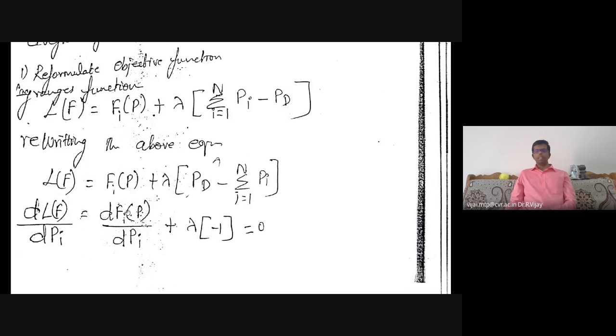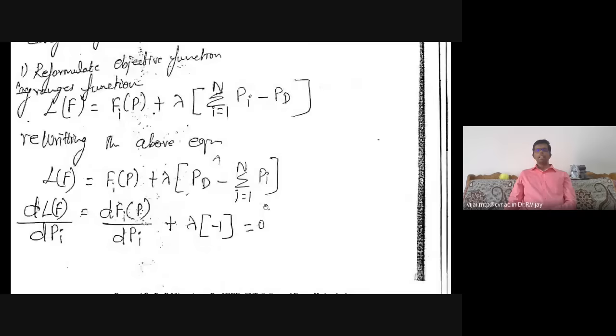So dfi into P divided by dpi plus lambda into, if you differentiate, this term will become 1, because here it is Pi. So minus 1 is equal to 0. What we are doing is differentiating Lagrange's function with respect to Pi and equating it to 0. So here df of I into Pi divided by dpi minus lambda is equal to 0. This is the simplification process.